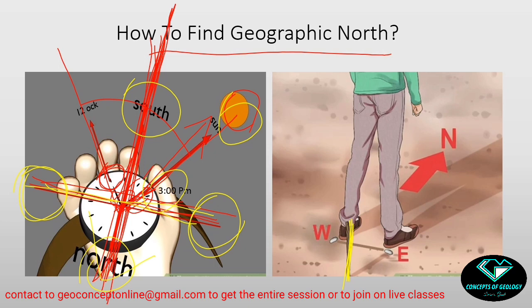And as the sun is moving from the east to west, the shadow of anything on the earth will move from west to east. It will be directed opposite to the sun. Okay, if the sun is moving from east to west, the shadow will move from west to east. Suppose the shadow of the stick is like this.